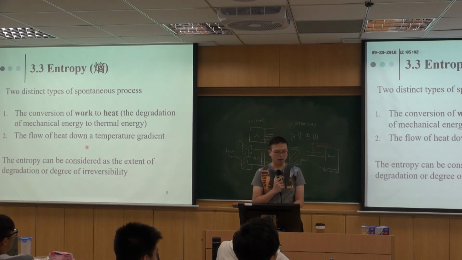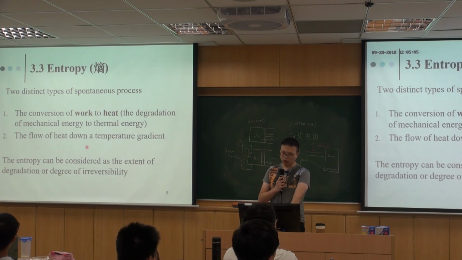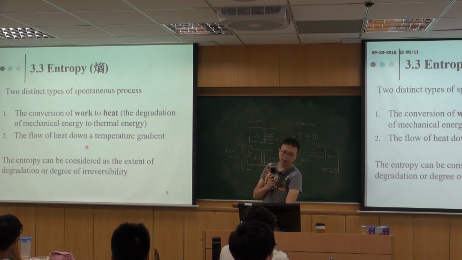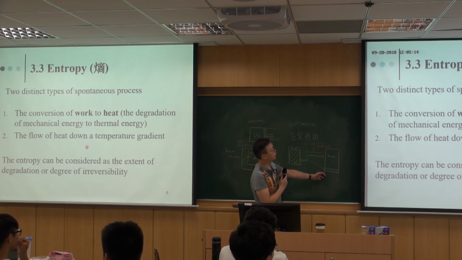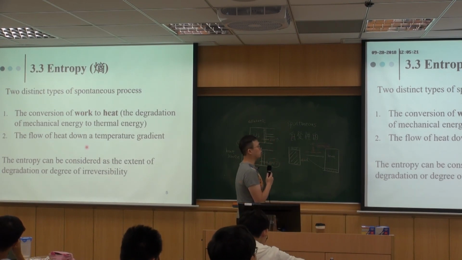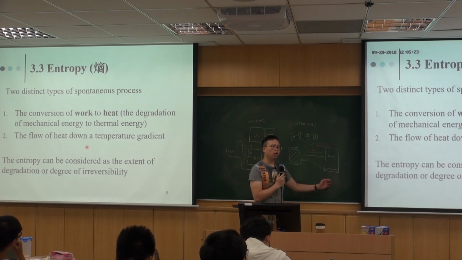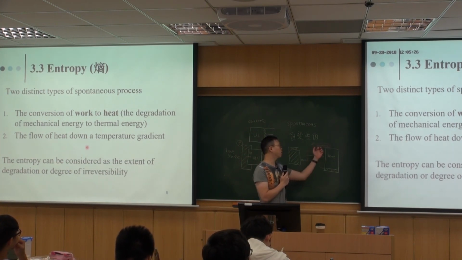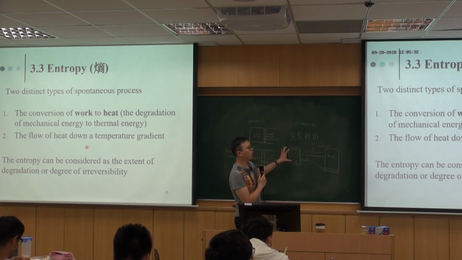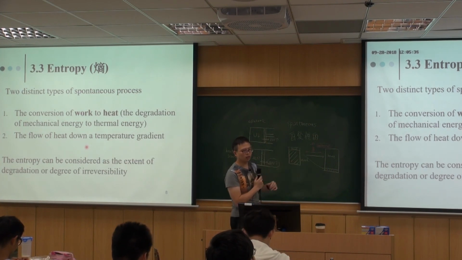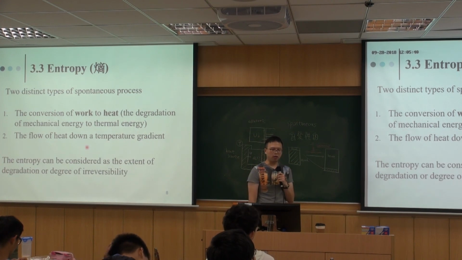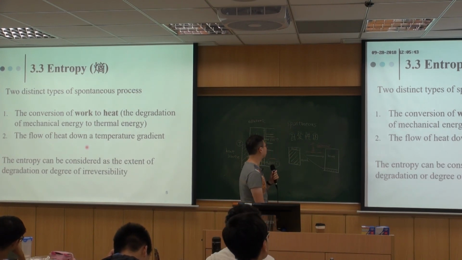And there are two types of spontaneous process. The first one, I've already mentioned, is the conversion of work to heat. Typically, it's a degradation of mechanical energy to thermal energy. That's the reason why I said if you want to reverse a process, you have to do some mechanical work in order to increase the good quality energy. And the flow of heat down a temperature gradient is also a spontaneous process.